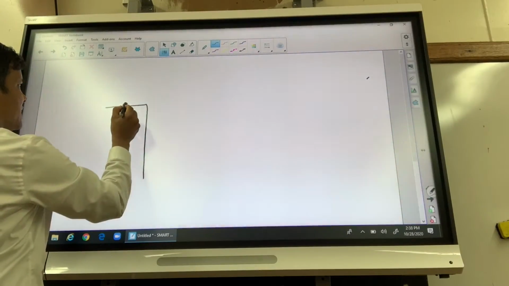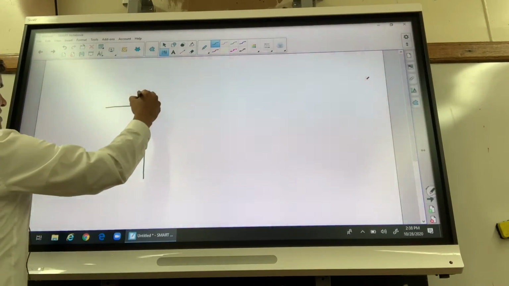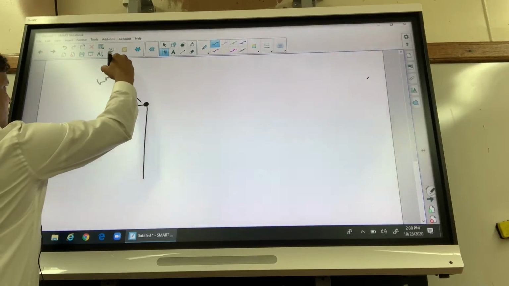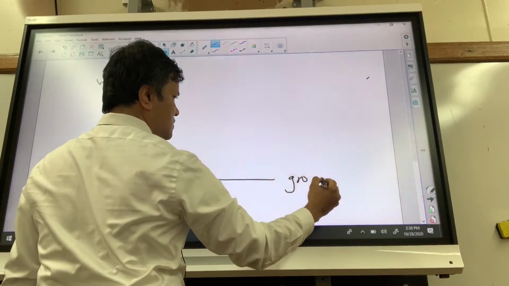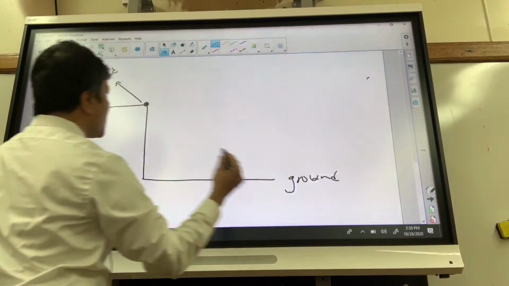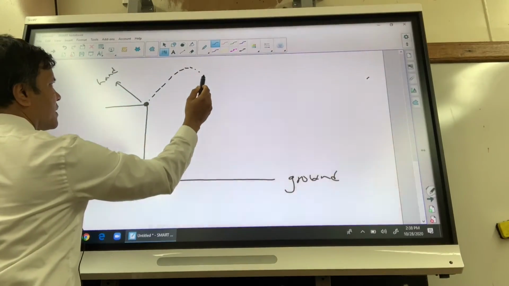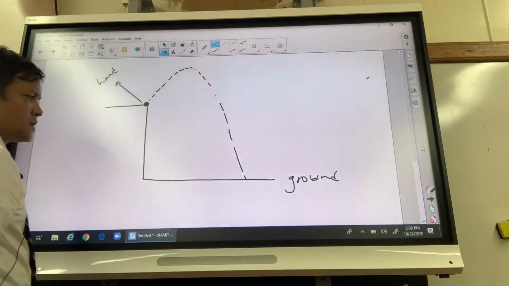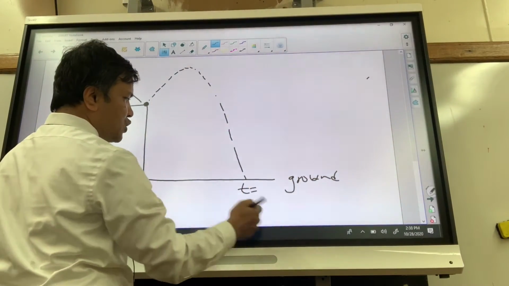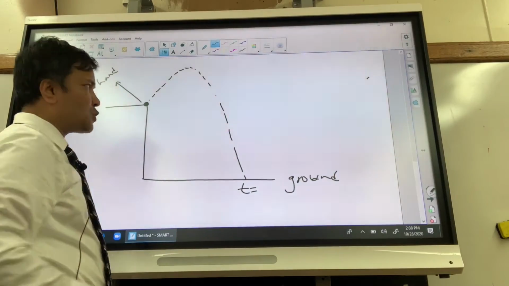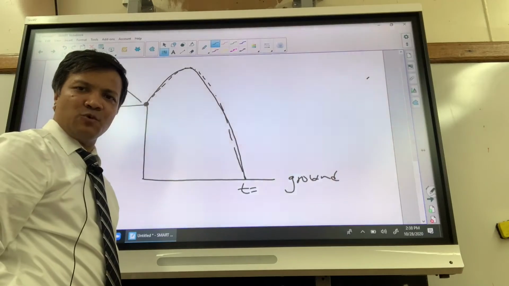I'm on the rooftop of my building, and I throw a ball from the rooftop. So this is my hand, and this is the ground. When I throw the ball from my hand, it goes up, and then it touches the ground at time t. We want to find this t, how long the ball is in the air. That's what we want to find.